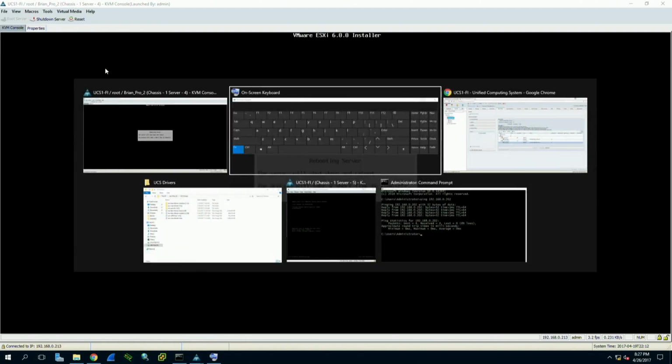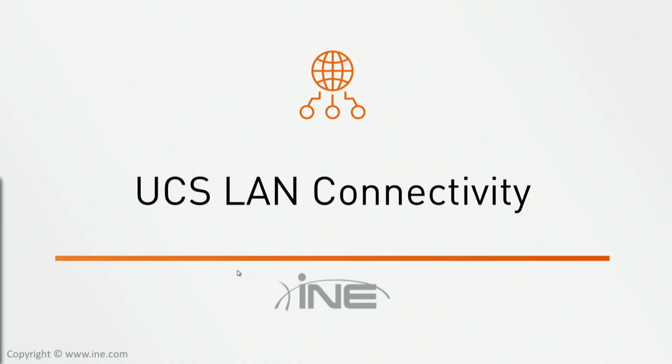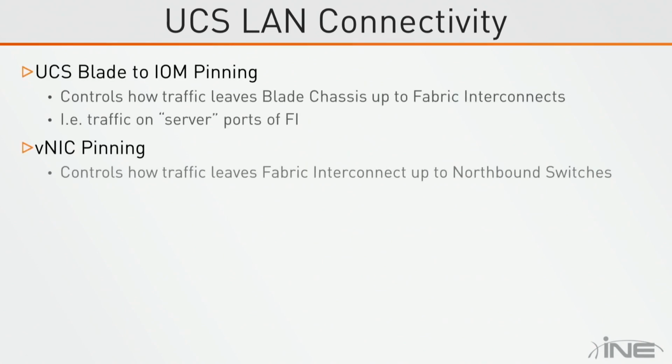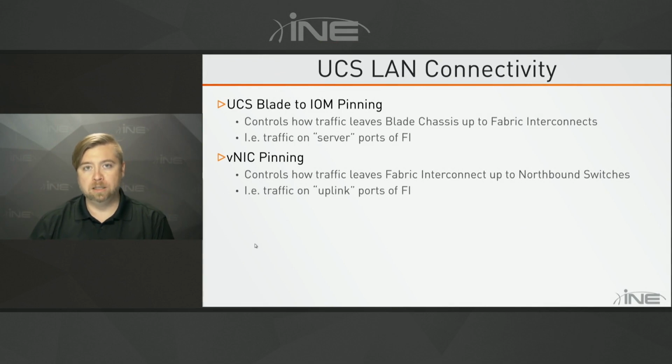Now we'll see that within the scope of LAN connectivity, there's going to be a couple different things that we need to talk about in terms of how the UCS actually determines which direction the LAN traffic is going to go. And we can separate these into two main categories. The first is how the traffic is going from the physical blade within the blade chassis to the I/O module, and then exiting the I/O module northbound on the server ports towards the fabric interconnect. This is going to be controlled from the blade to the I/O module uplink pinning.